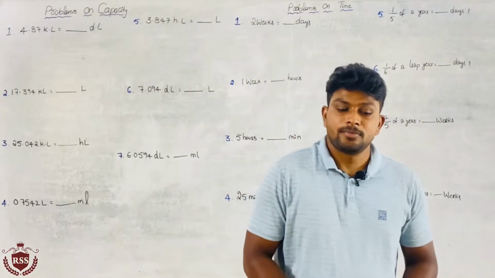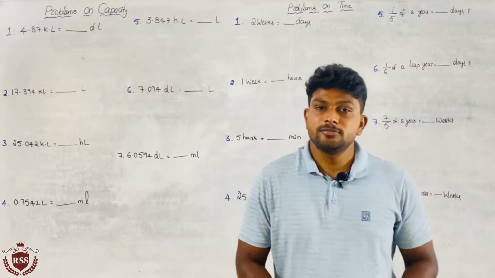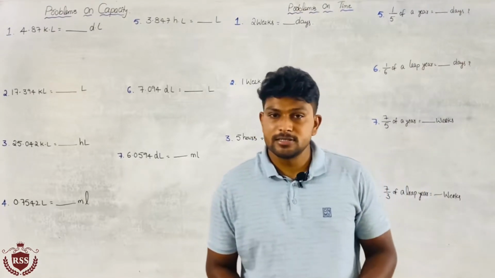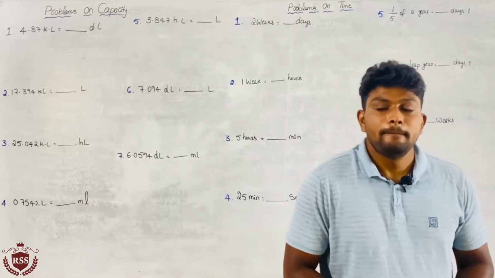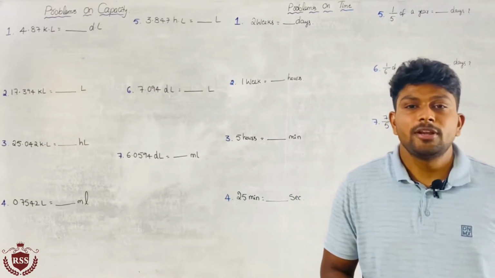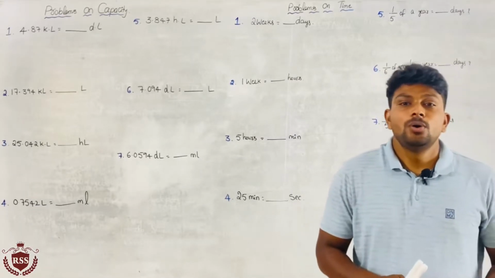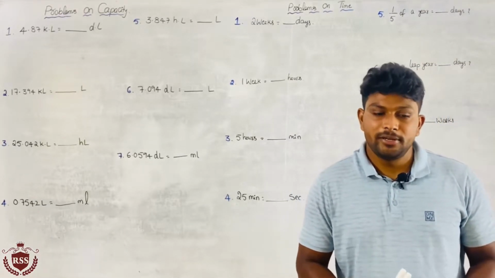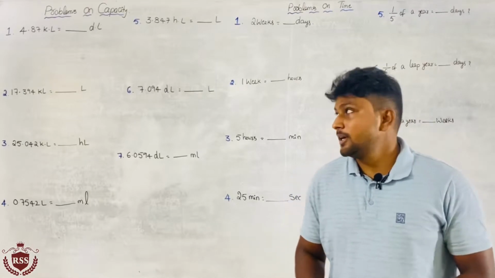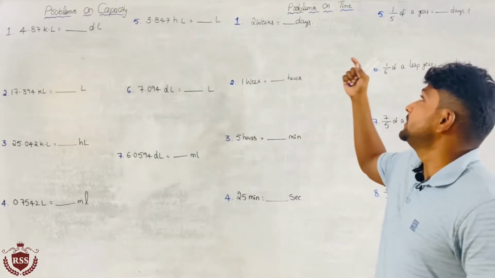Hi children. In the last classes we have been seeing measurements. In that we have completed the basic units of different types of measurements, and then we have seen problems related to length and weight, and today we will see problems on capacity and time.